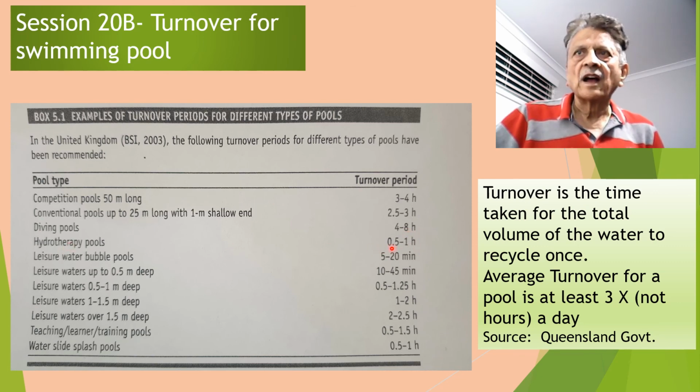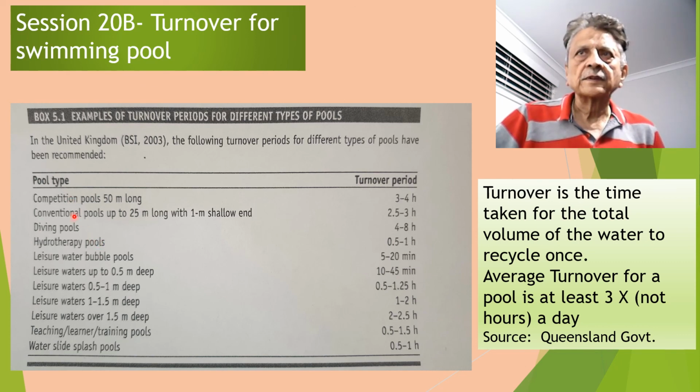Hydrotherapy pools, half to 1 hour. In other words, there is a very high turnover with hydrotherapy pools. Leisure water bubble pools, these are more like spas and hot tubs, etc. So the turnover is also fast, between 5 and 20 minutes, etc. So as we note, we have to take into consideration turnover, whether or not it is chemically treated or ozone treated.